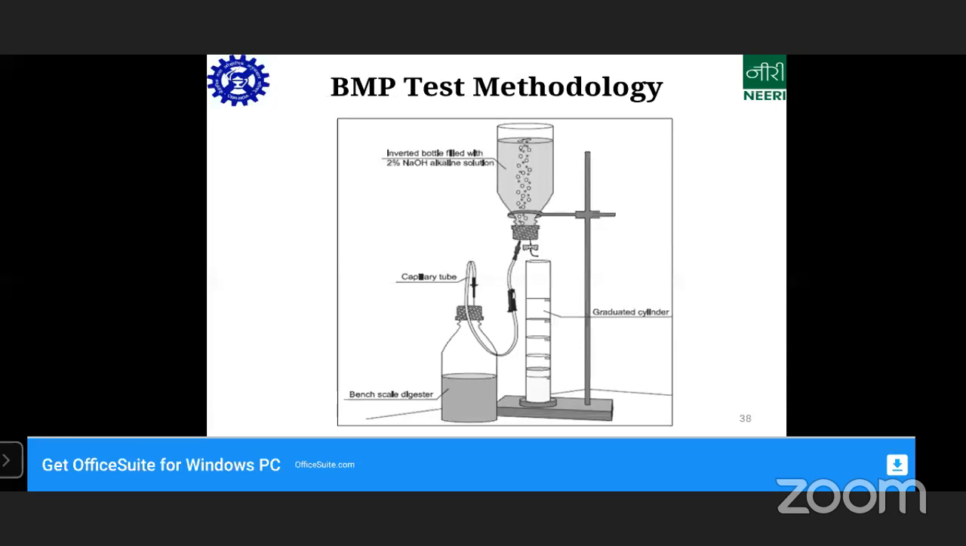So this is a lab scale experiment that was performed at my place. You can see there is a waste mixed with the inoculum, that is bacteria, and then there is a methane collection system that is there. At the bottom you can see the measuring cylinder, graduated cylinder, where the water will be displaced. So how much water is displaced is the gas generated.